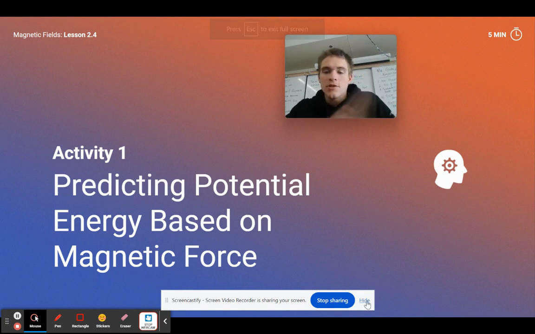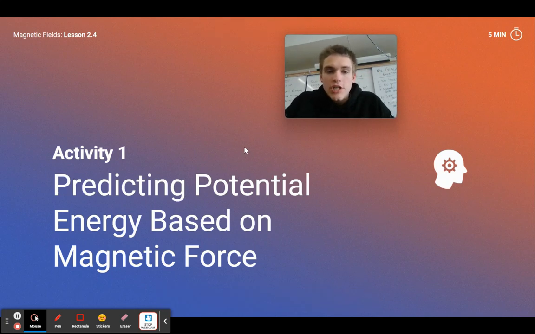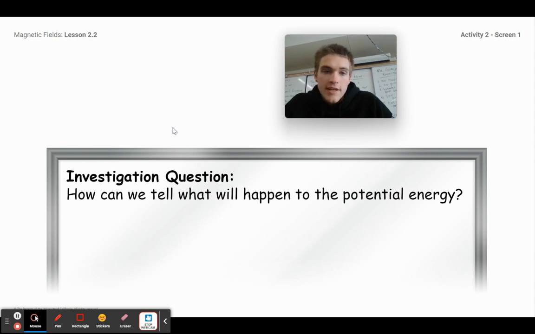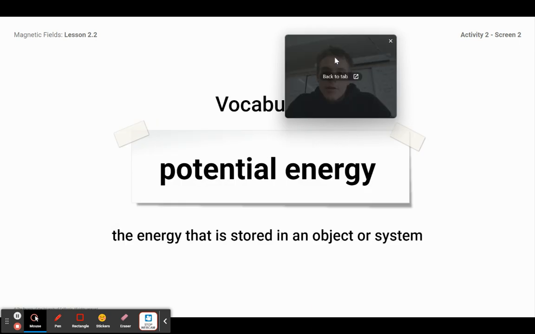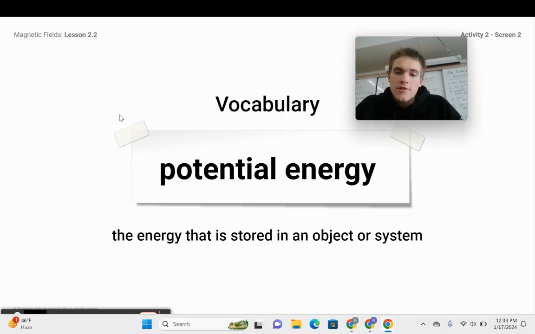G with part two to potential energy and magnetic force. Our activity is to predict potential energy based on magnetic force. We want to be able to predict what will happen to potential energy based on the direction of magnetic force. Our question is, how can we tell what will happen to the potential energy? Potential energy, remember, is the energy that is stored in an object or system.